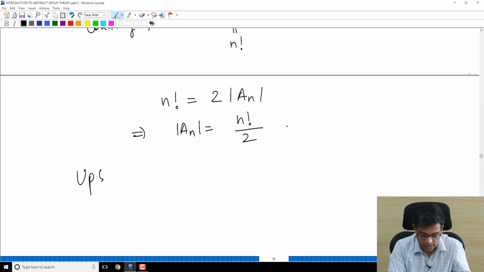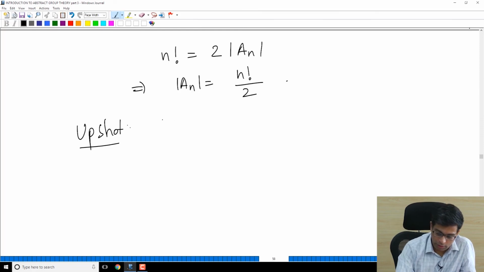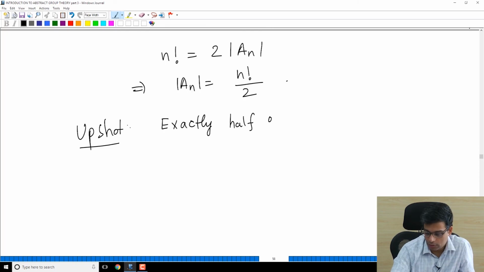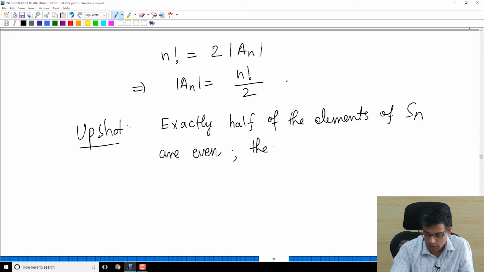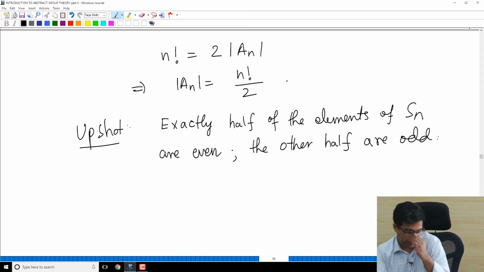So upshot of this is exactly half of the elements of Sn are even, the other half are odd. So of the n factorial many elements of Sn, half are even, half are odd, and even permutations are nice because they form a group.